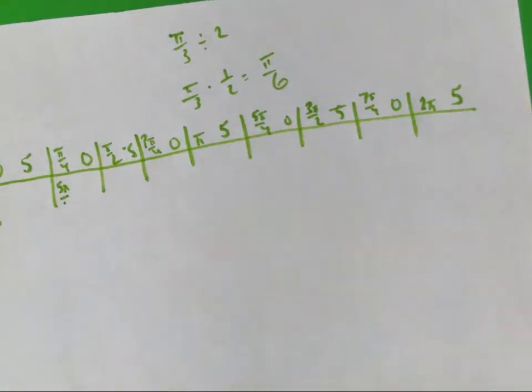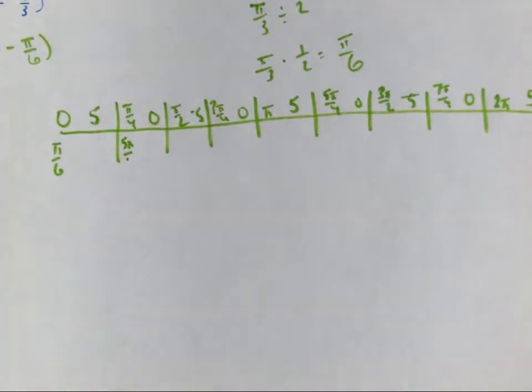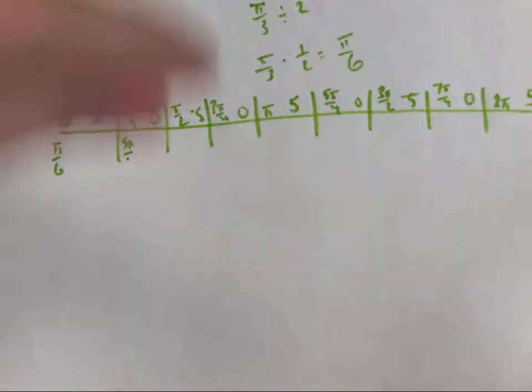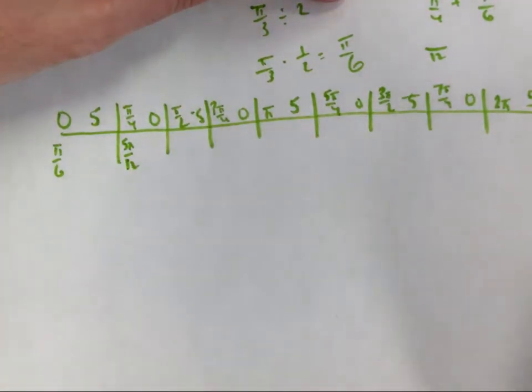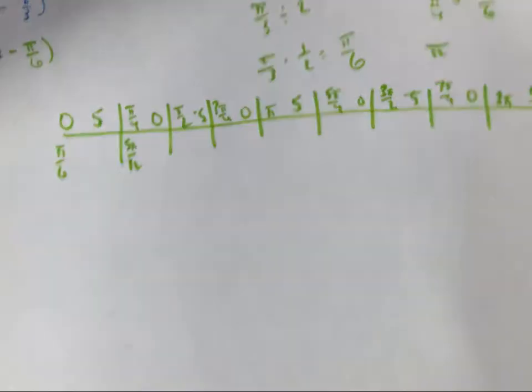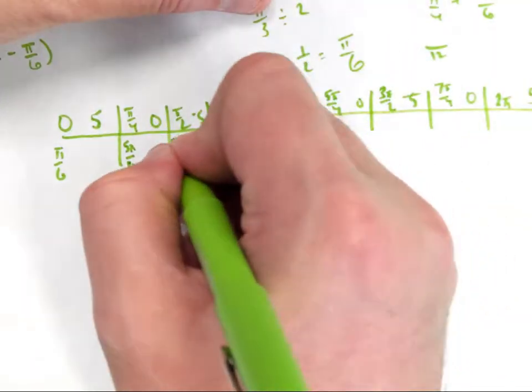5 pi over 12. Okay, y'all got calculators. Come on, help me, y'all. Come on now. Pi over 12. Okay, thank you. All right. Now do pi over 6 plus pi over 2 plus pi over 6 for me. Pi over 3.